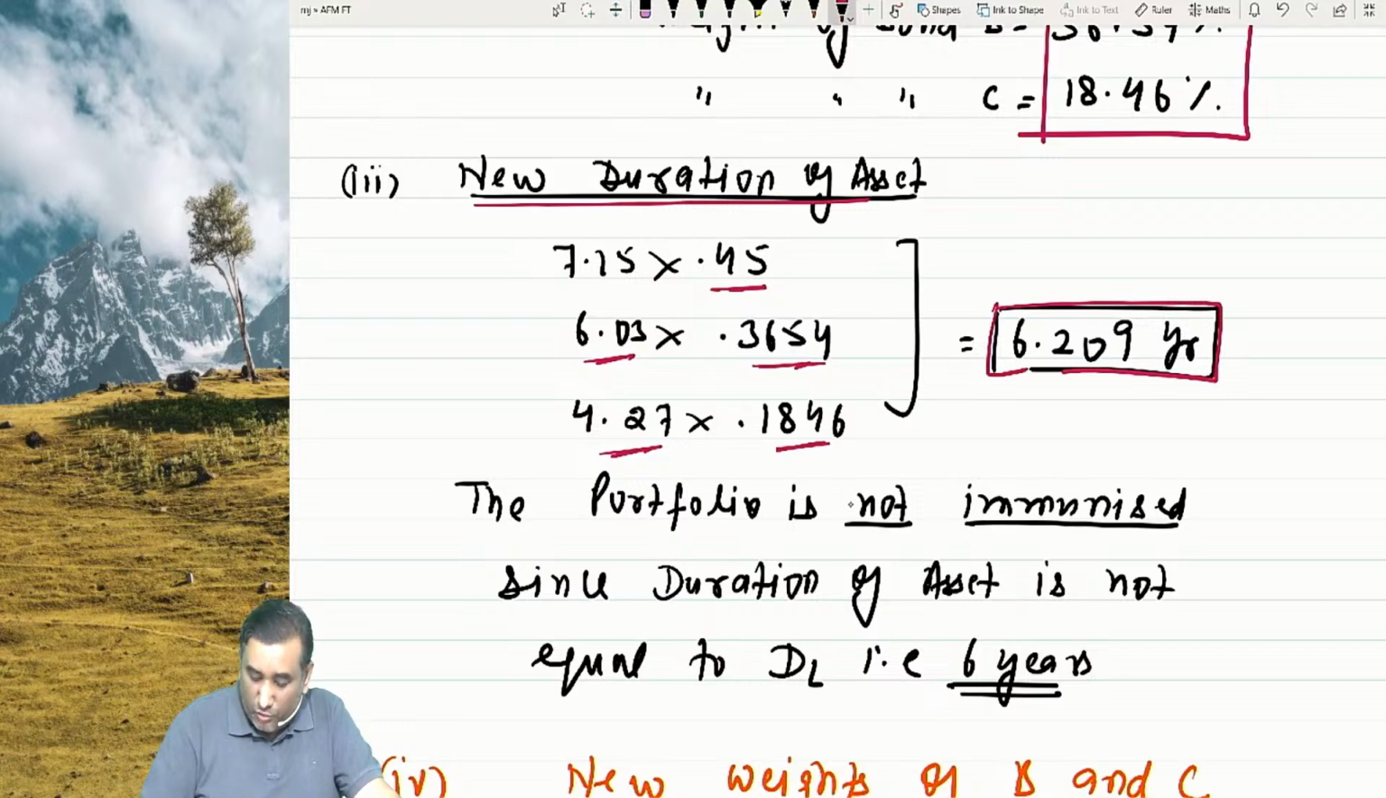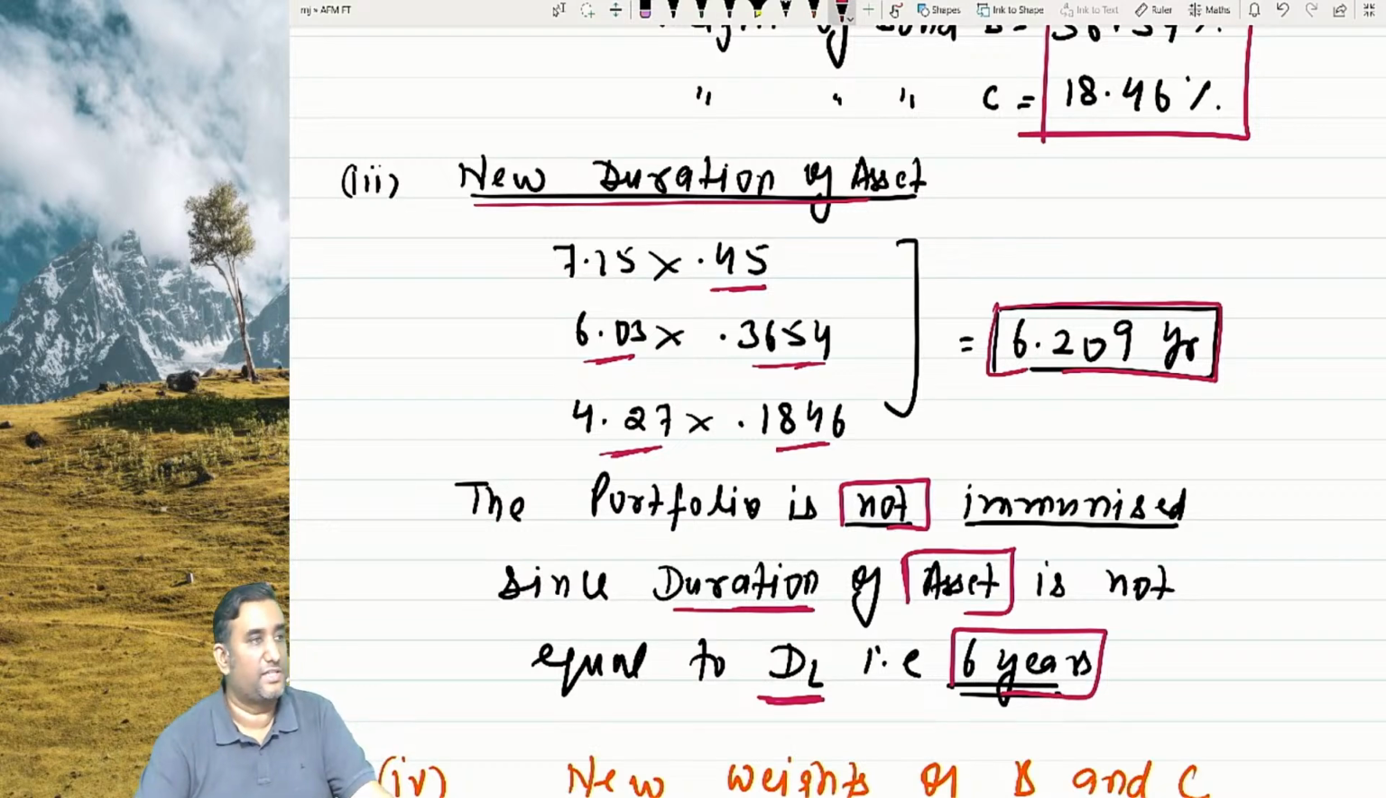6.209. The portfolio is not immunized since the duration of the asset is not equal to what? Of the liability. If it had come equal to 6 here, that means you were immunized. So basically there is a change in the duration of the asset which has occurred. Because of the change in duration of the asset, if it is coming equal to 6, you are immunized. Since it is not equal to 6, you are not immunized.